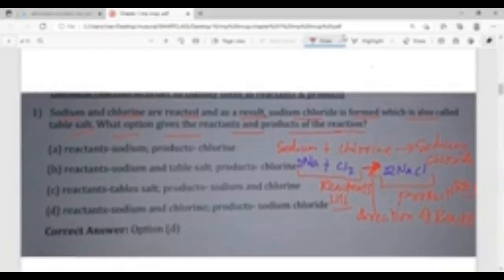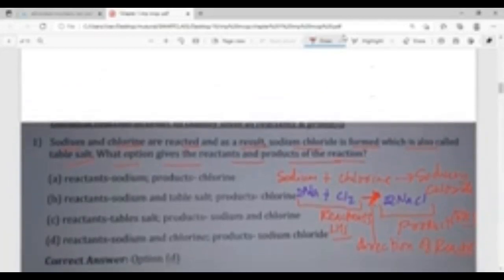So let us have a look at this, my dear students. Reactants, we have sodium, and product we have chlorine. This is wrong. There are two reactants, sodium and chlorine, and there is only one product, that is sodium chloride. Reactant, sodium and table salt. This sodium chloride is also known as table salt, my dear student, and it is product, so it is not a reactant. So this is even wrong. Third, reactants, table salt. No, table salt is product. Product, sodium and chlorine. No, sodium and chlorine both are reactants.